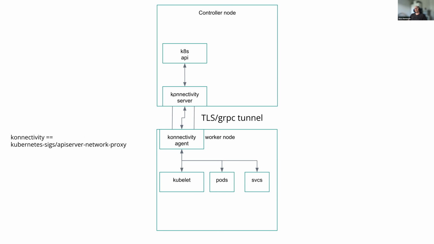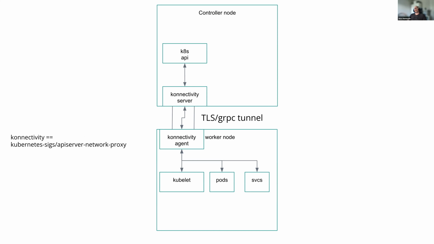So basically the server opens a socket, and then on the worker node we have an agent that connects to that socket. So this basically creates a TLS secured gRPC tunnel, which is used as kind of like, if you ever used reverse SSH tunnels, this is basically from the concept point of view, pretty much the same thing.